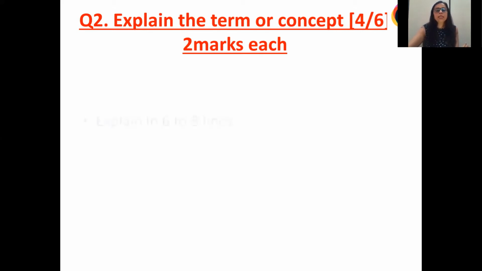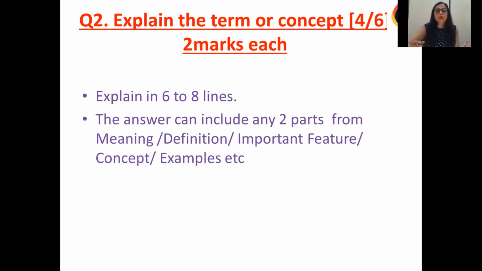So let's see some of the basic things you must note down here. Not more than 6 or max 8 lines. When you are attempting this, sometimes students are really confused. What am I supposed to write? It could be any 2 of these things that you see on the screen. It could be meaning and an important feature. It could be definition and examples. Anything which kind of explains that particular commercial term or that concept.